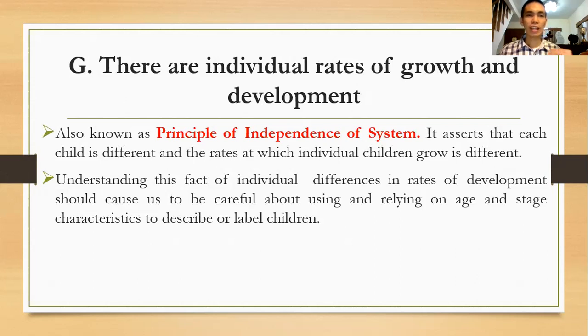All right, letter G. There are individual rates of growth and development, also known as the principle of independence of system. It asserts that each child is different and the rates at which individual children grow are different. Understanding this fact of individual differences in rates of development should cause us to be careful about using and relying on age and stage characteristics to describe or label children, right?